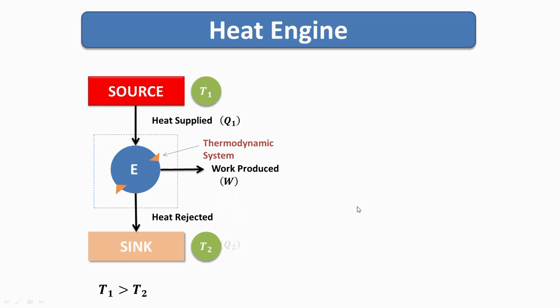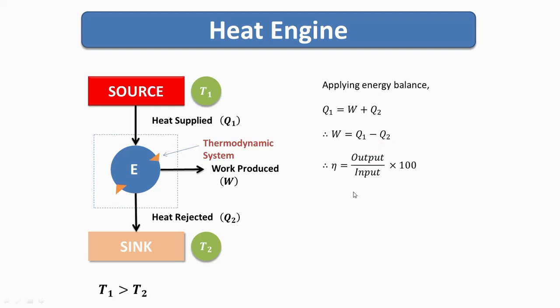Suppose Q1 is the heat supplied, W is the work produced, and Q2 is the heat rejected. Then applying the energy balance to this thermodynamic system, with arrows entering into the system and arrows going out from it, Q1 is the heat supplied to the system, and W and Q2 are the outgoing arrows. So we can say that W = Q1 - Q2. Work done is equal to heat supplied minus heat rejected. Now efficiency is output upon input. The output is nothing but W, the work produced, and the heat supplied is the input to the system.